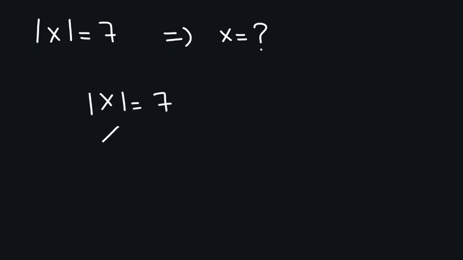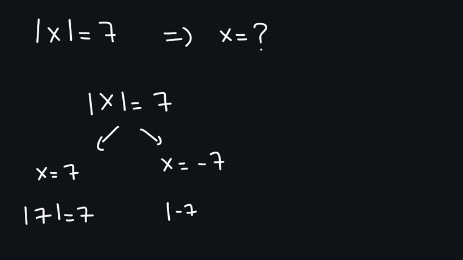Let's say we have absolute value of x equals 7. If that's the case, what is the solution, or what is x, in other words? As I said before, there are two options. X either equals 7 or x equals -7. These are the two possible solutions for x. They mean absolute value of 7 equals 7, or absolute value of -7 equals 7.